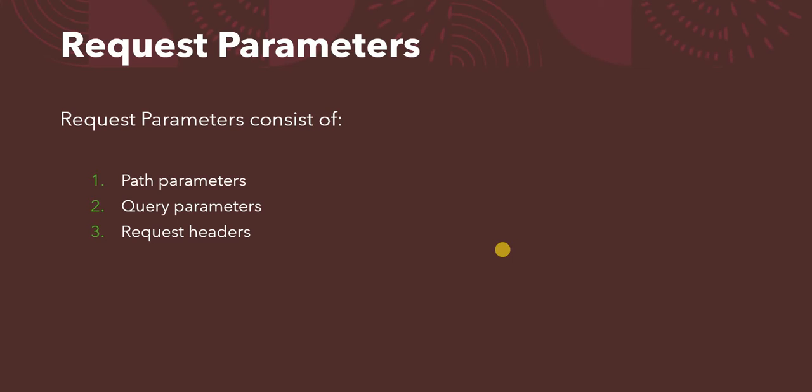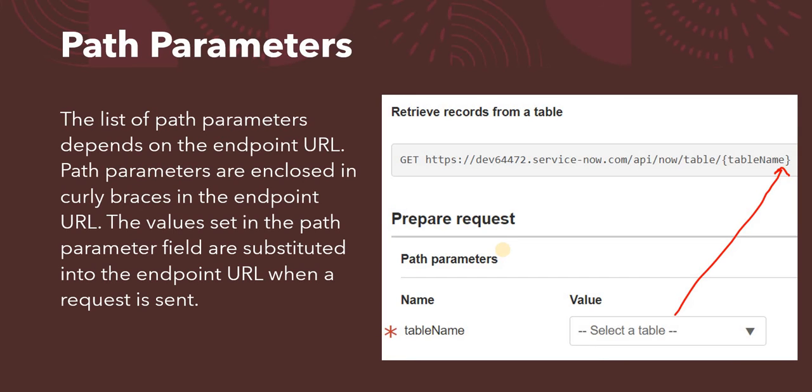Request parameters means when you are requesting something from a ServiceNow instance or from some third-party tool, what are the parameters you can send and how you can send. So there are three options available, which we will be discussing one by one. The first one is the path parameter. The list of path parameters depends on the endpoint URL. So this is our endpoint, this URL. And path parameters are enclosed in curly braces in the endpoint URL. The values set in the path parameter field are substituted into the endpoint URL when a request is sent.